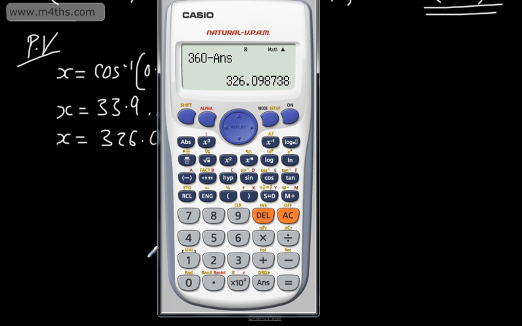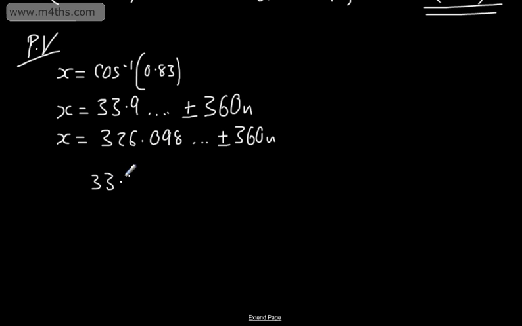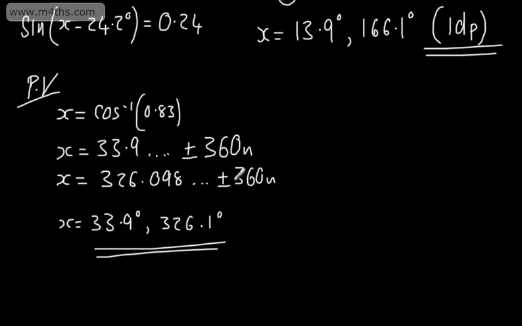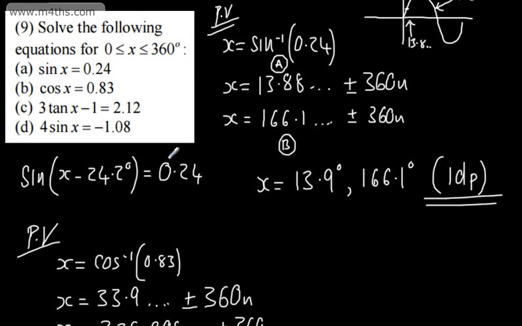Now if we just look at this, writing this down, I'm not quite sure what comes after this in terms of rounding, but remember it's in there. So 33.9 degrees to 1 dp, and then this one is going to be 326.1 to 1 dp. So they're given, and I might write that there. It's not mandatory.